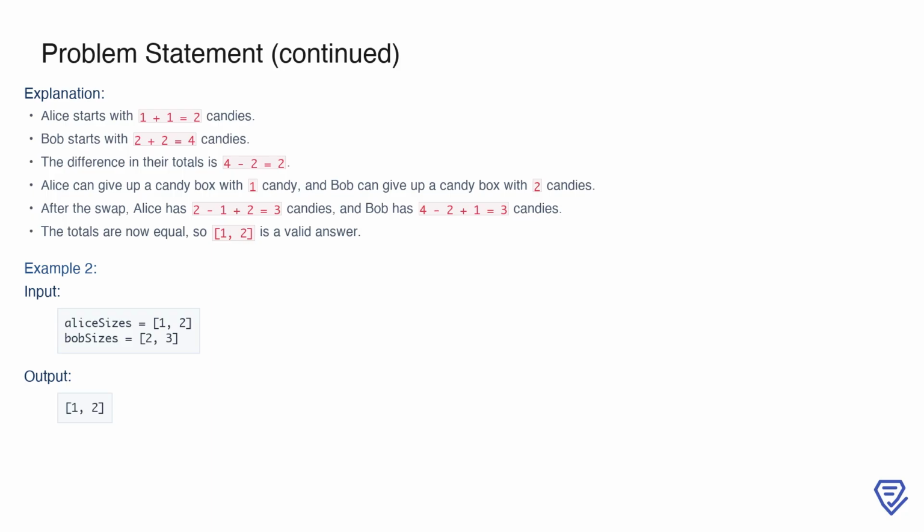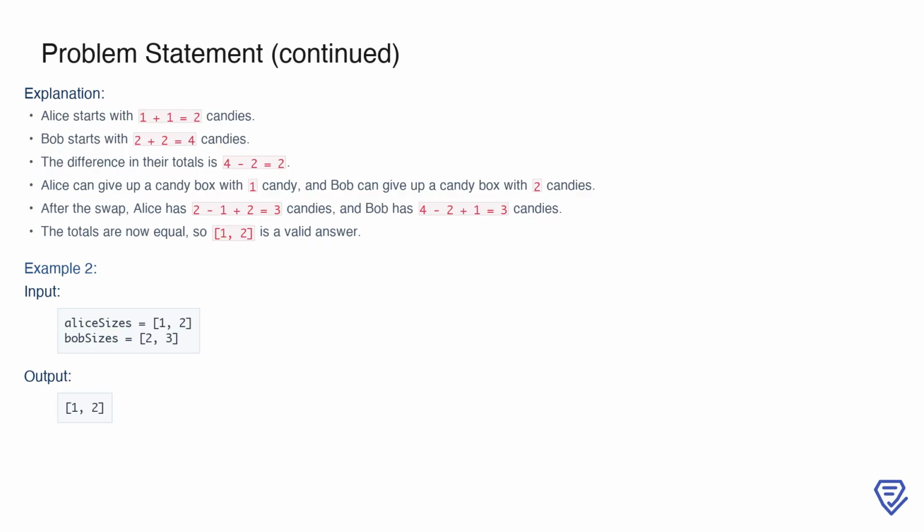For the first example, Alice starts with a total of 1 plus 1 equals 2 candies, while Bob starts with 2 plus 2 equals 4 candies. The difference between their totals is 4 minus 2 equals 2. To equalize, Alice can give up a box with one candy, and Bob can give up a box with two candies. After the swap, Alice will have 2 minus 1 plus 2 equals 3 candies, and Bob will have 4 minus 2 plus 1 equals 3 candies. Now their totals are equal, so [1, 2] is a valid solution.